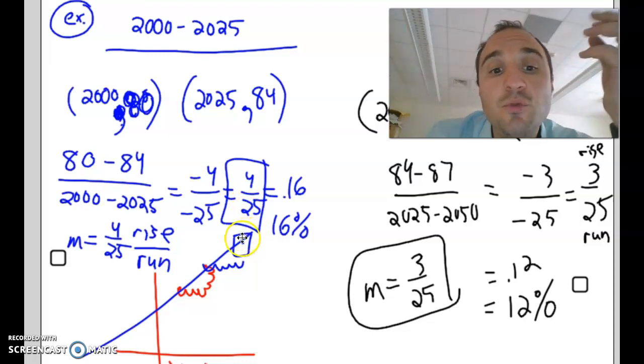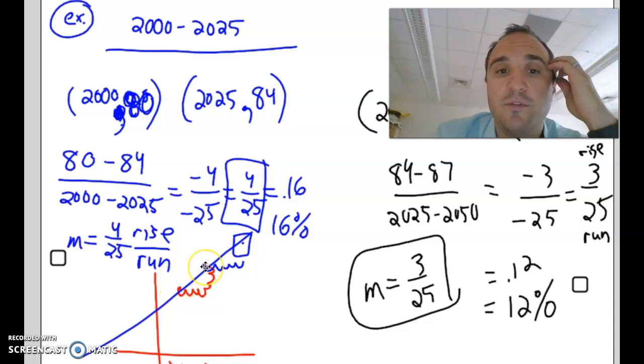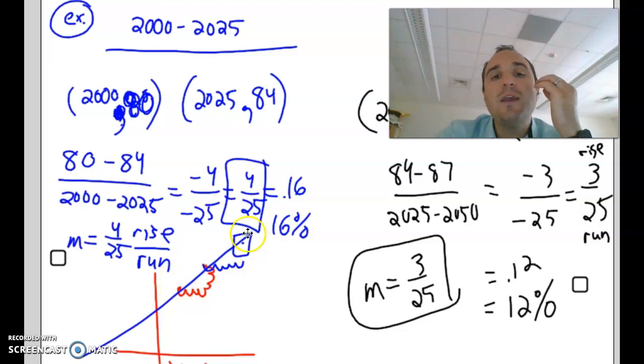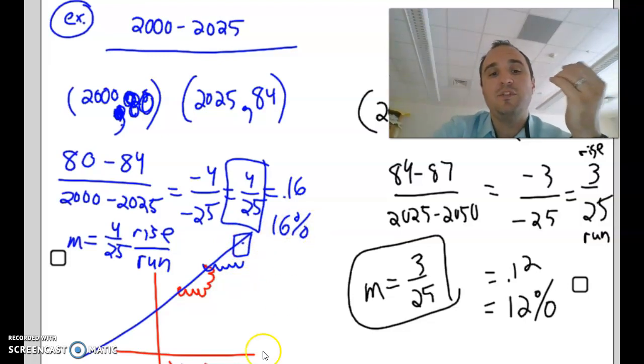What that means is in the future, you can now take these two coordinates, which are 2000, right here, at 80 and 2025 at 84. And you can make a prediction using rise over run, up 4 over 25. And that'll give you a prediction. And it's also, in real world application terms, a 16% increase.